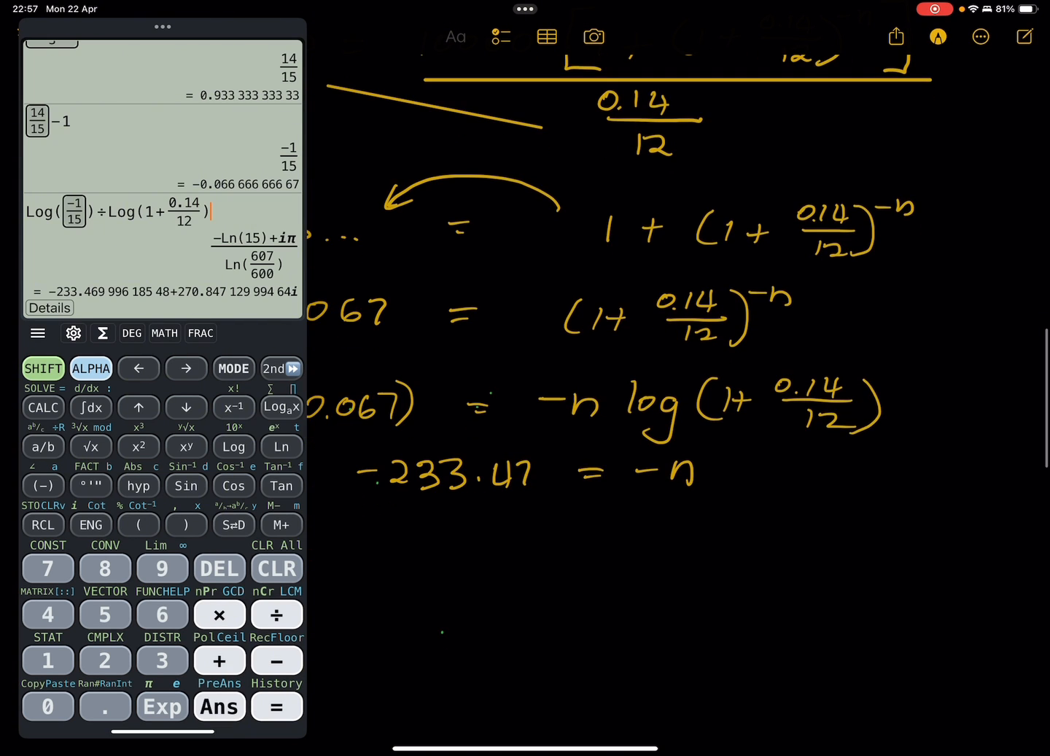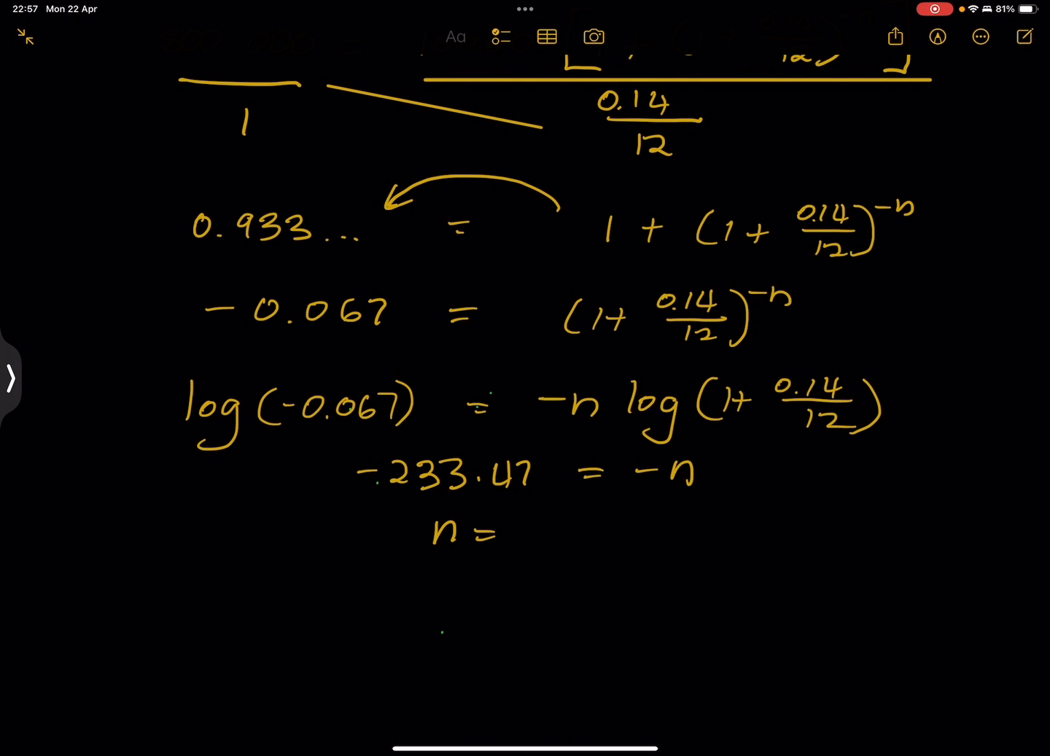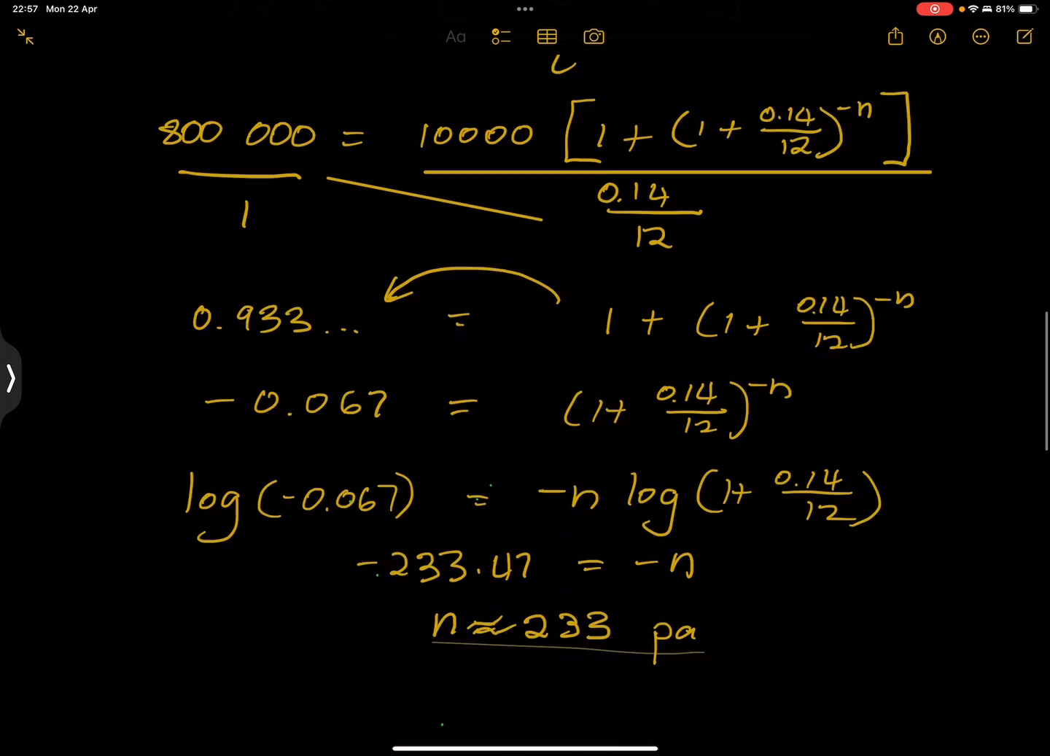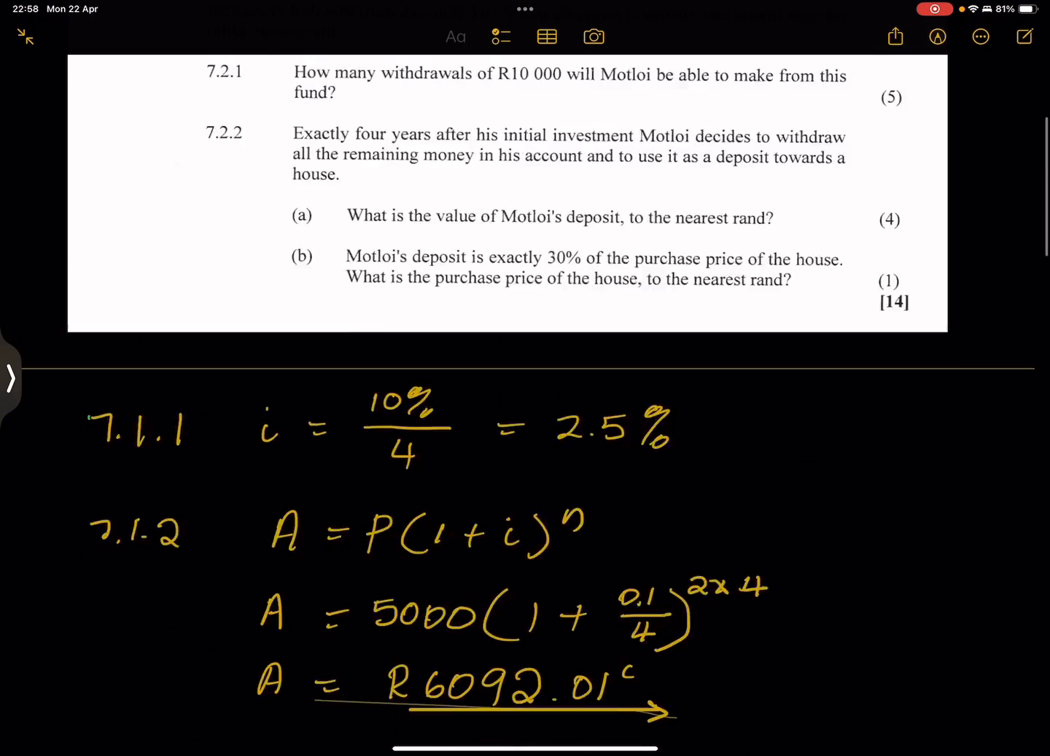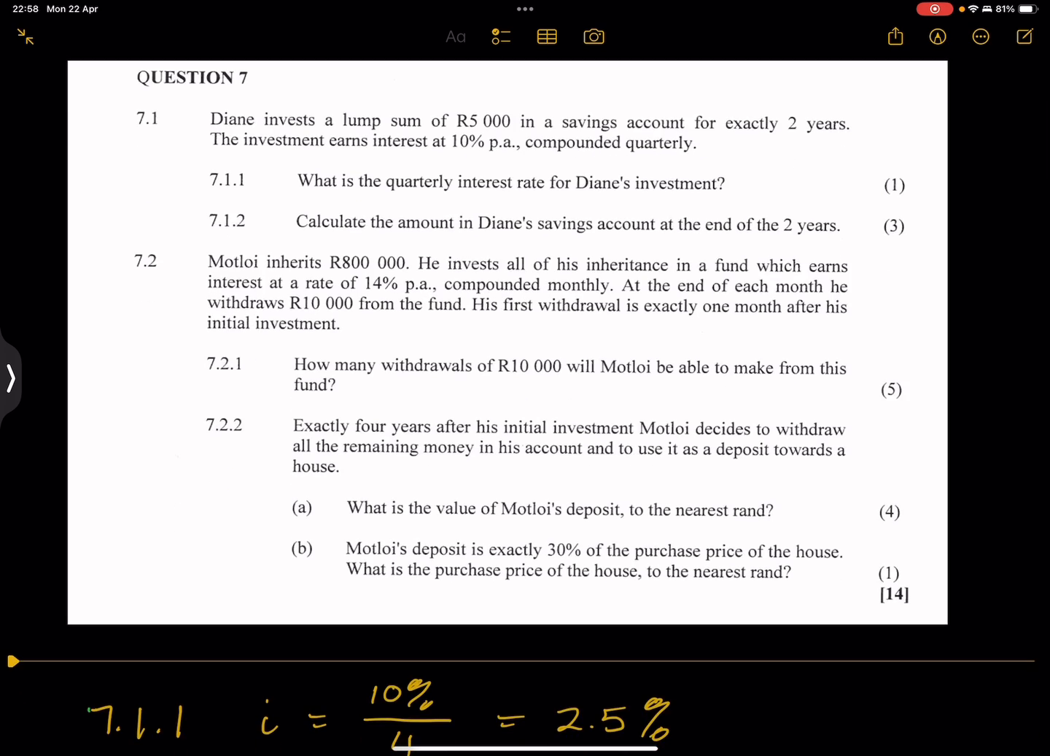So which means the number of the payments that he would be able to get would be approximately 233 payments. Or rather withdrawals, not payments, but withdrawals. There we go. So that is how we'll get that number of withdrawals.